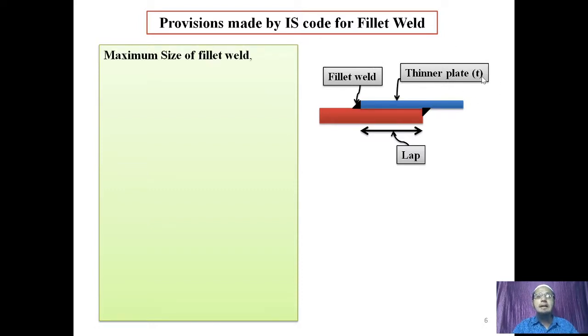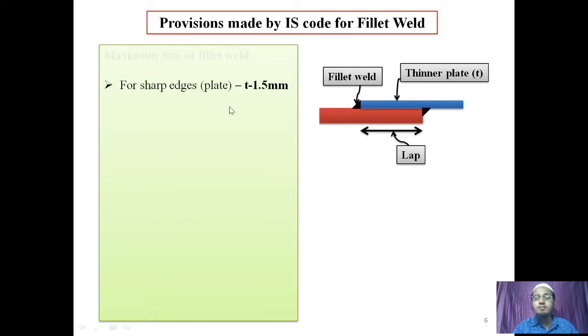So first of all, the maximum size of fillet weld. The maximum size of fillet weld, for plates having square edges or machine cut edges, is taken as 1.5 mm less than its thickness.